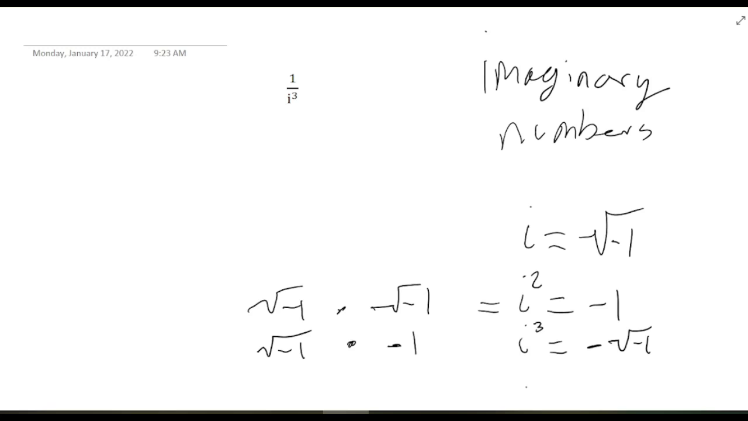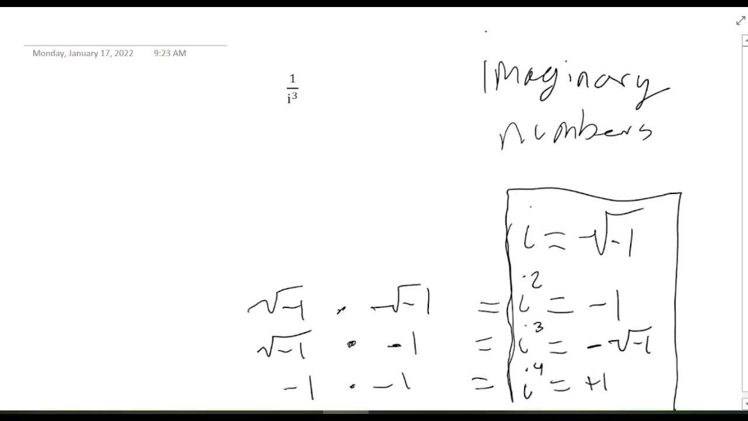And now let's do i to the fourth. Now remember, i to the fourth can be rewritten as i squared times i squared, because when you're multiplying two exponents where the base is the same, you can just add up the exponents. We know i squared equals -1 times i squared, which also equals -1. So -1 times -1 equals +1.